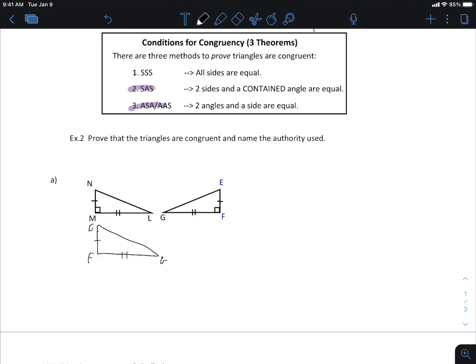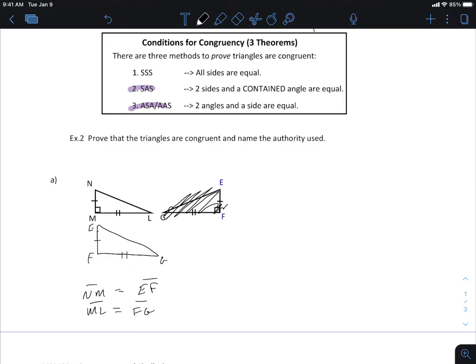Okay, and then you can say, side length, I'm going to forget this is here. I can say NM is equal to EF. FG has to equal, oh sorry, other way around here. ML has to equal FG. Okay.